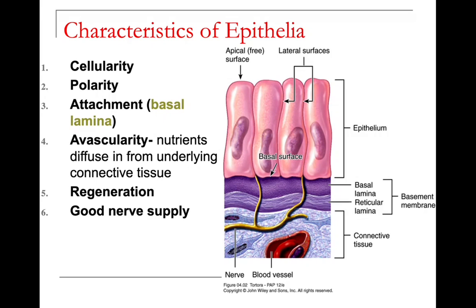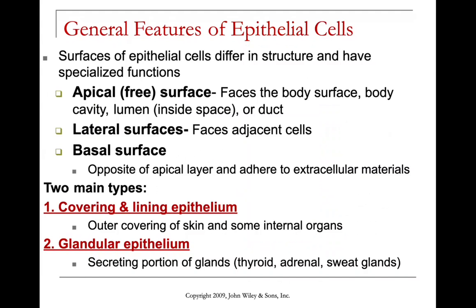So the characteristics of epithelia: they've got cellularity, they're made of cells. Polarity, it's not reversible. The two different sides are different. They'll form attachments or have a basal lamina. They're avascular, so nutrients are going to come in through diffusion from the underlying tissue. They're not going to have a direct blood supply. They regenerate quickly. The quick regeneration means these are also the tissues that are most likely to have cancers occur in them. They also have a good nerve supply.